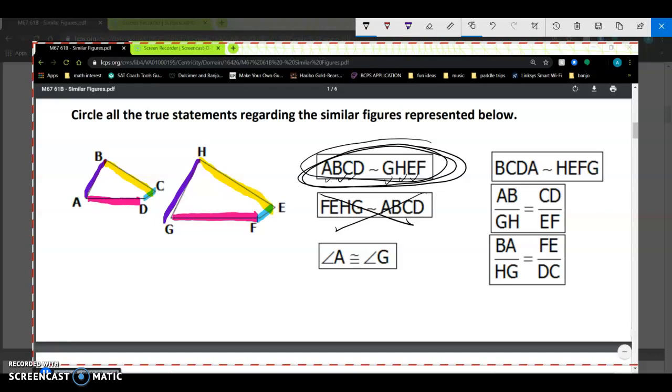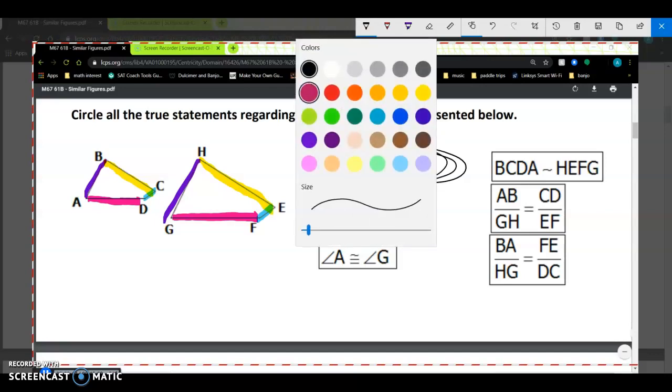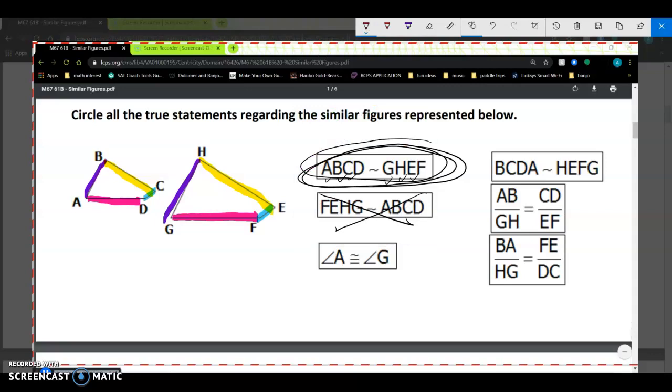Next, we're looking at, is angle A congruent to angle G? Since they are corresponding with one another, it is true. Remember, corresponding angles are congruent.